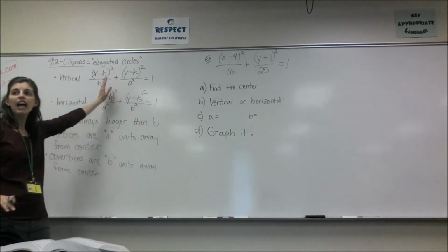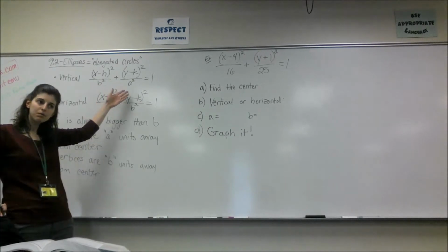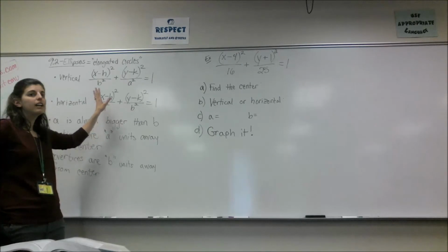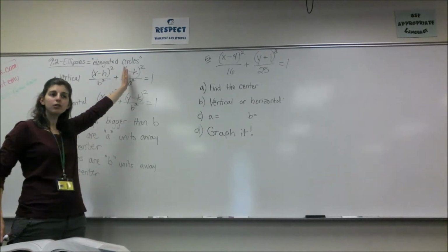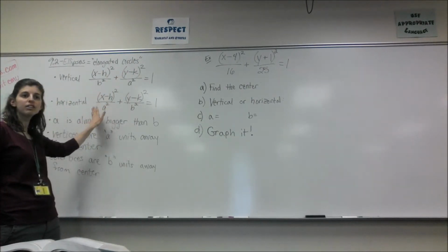Here, a is always larger than b, first of all, so a squared is always bigger than b squared. That's true for an ellipse. Now, a squared is underneath the y group for a vertical ellipse, and a squared is underneath x for a horizontal ellipse.